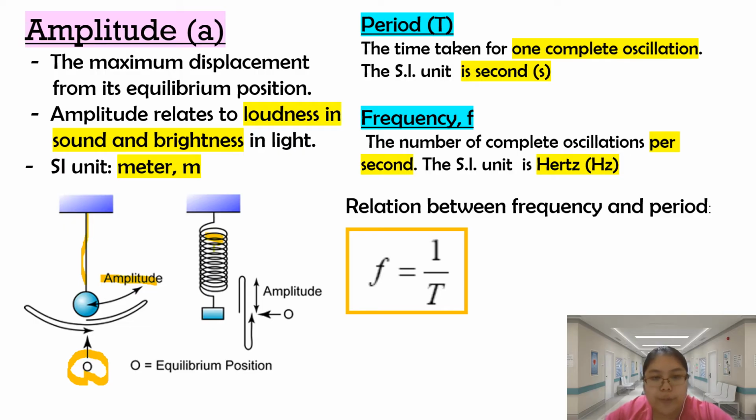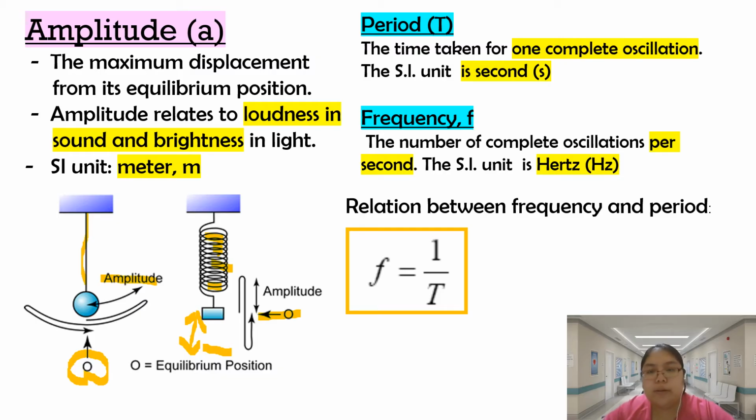So for the vibration of the spring, we can also say which one is the amplitude. The center is 0, the equilibrium position. When I pull until the maximum point, this one we call amplitude. When you pull from the equilibrium position to the maximum length, that one we call amplitude.